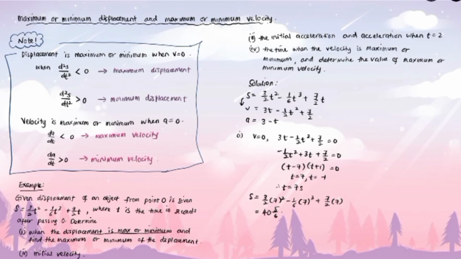So to determine whether the displacement is maximum or minimum, you have to use the second derivative. So d square s over dt square is equal to acceleration function, which is 3 minus t. So t is equal to 7. So 3 minus 7 is equal to negative 4, which is less than 0. So this one is maximum displacement.